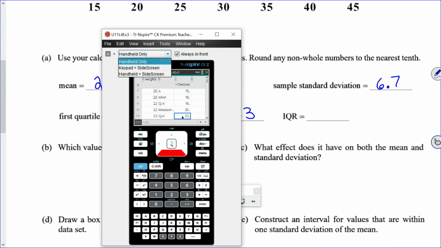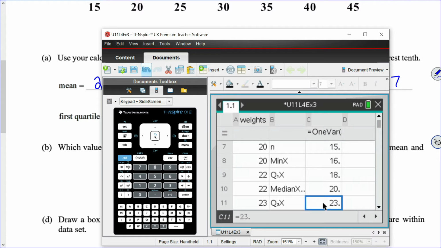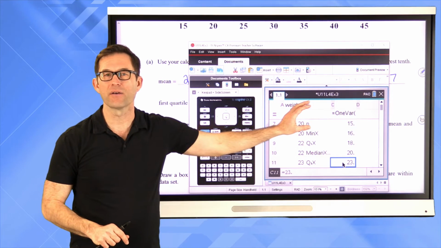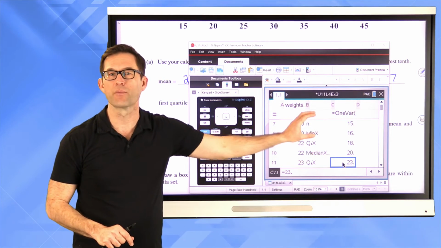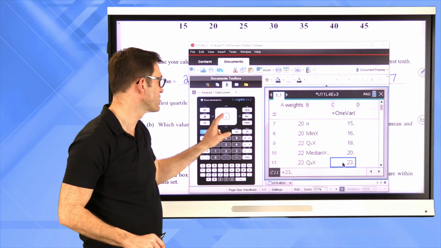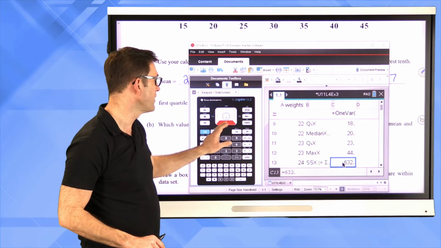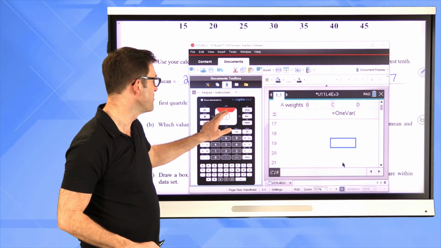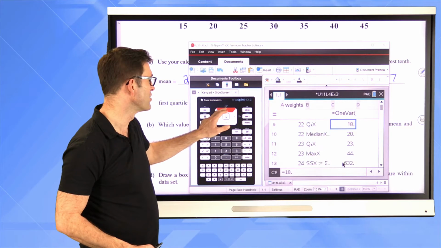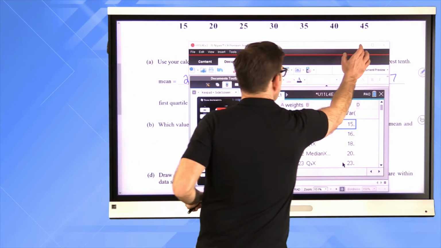Let me put this back on full screen. Again, all the statistics on the TI Inspire, once you've run the program, are going to be sitting here. You just have to go up and down to find them. It even has my max and the min. Let me put this away for right now.